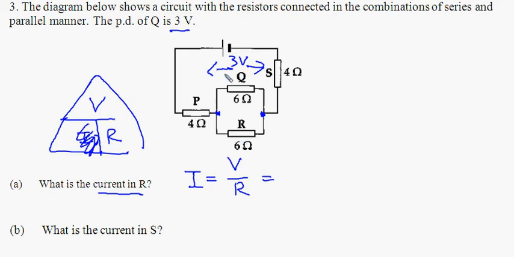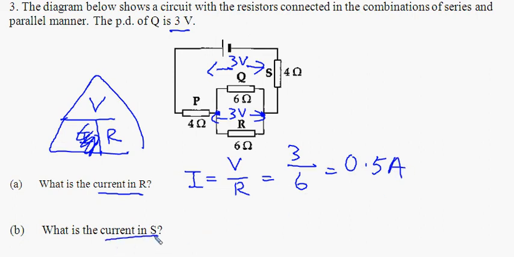So you look carefully, if 3V is across Q, can I say that across R is also 3V, because these two resistors are connected in parallel with each other? Okay, so they have the same voltage. So I take 3 over R. So I take the resistance of R, which is 6. So my answer in this case is 0.5 ampere. So this is for part A. Okay, what about part B?